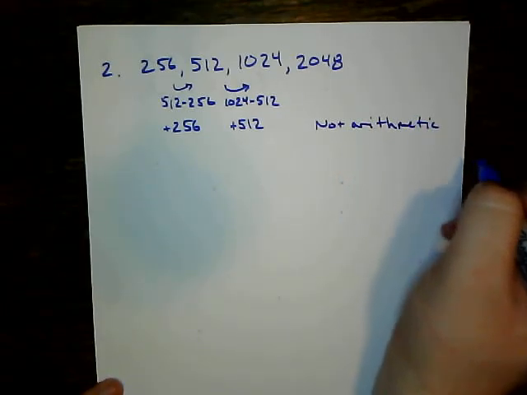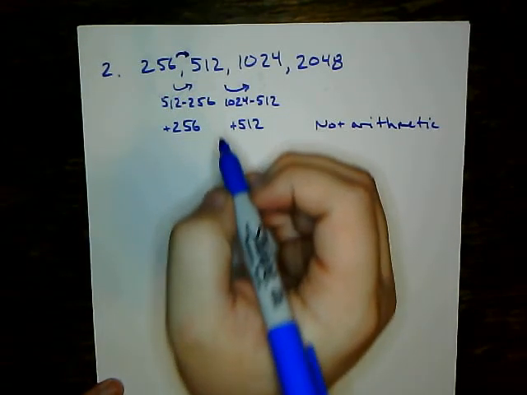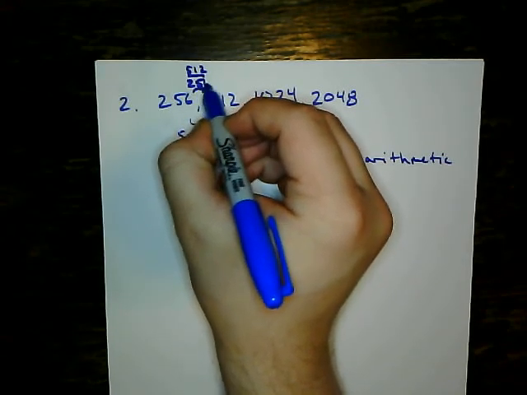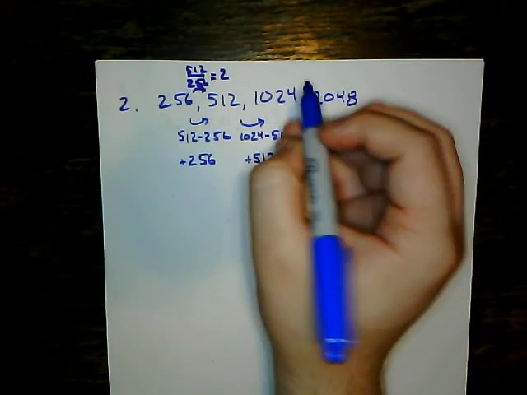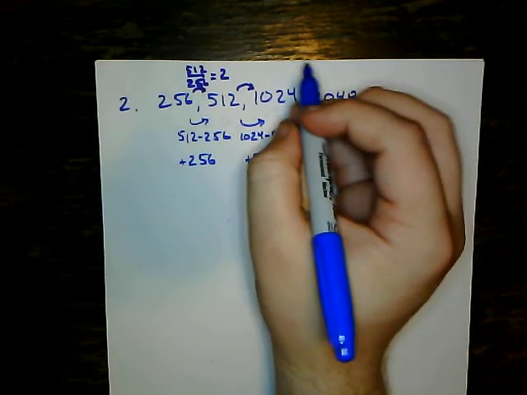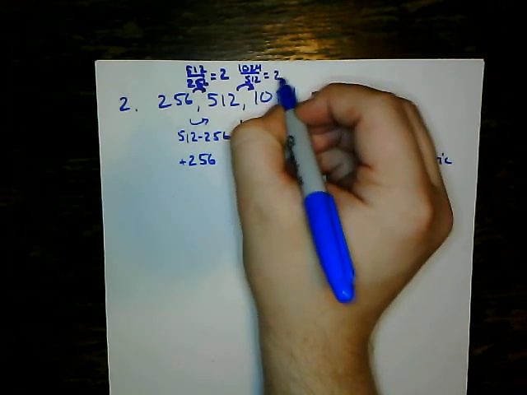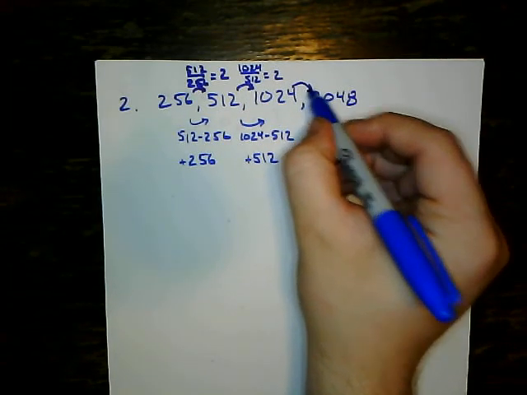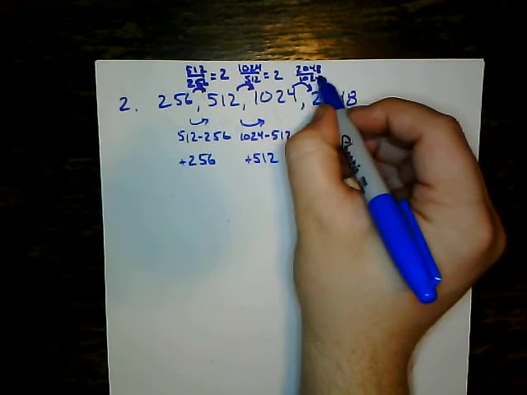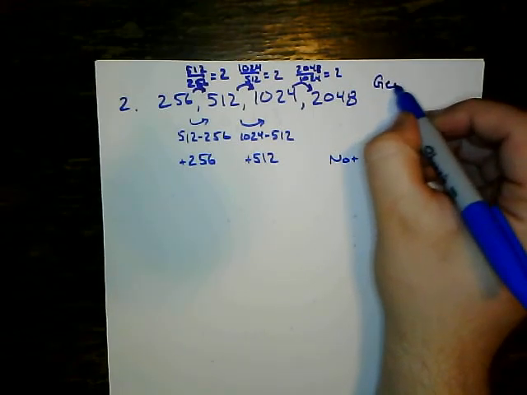Let's check if it's geometric. Going from 256 to 512, 512 divided by 256 is 2. Going from 512 to 1024, we've got 1024 over 512. That's going to be 2. Let's check it one more time just to make sure. 2048 over 1024 equals 2. There we go. There's our geometric sequence.